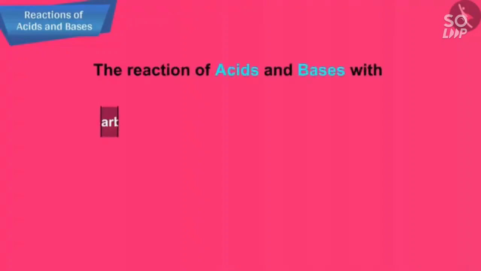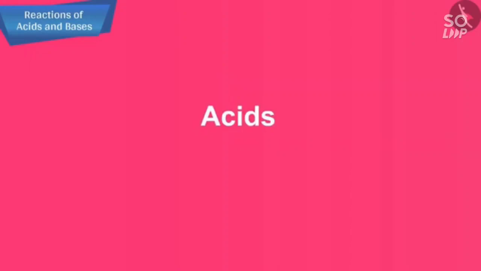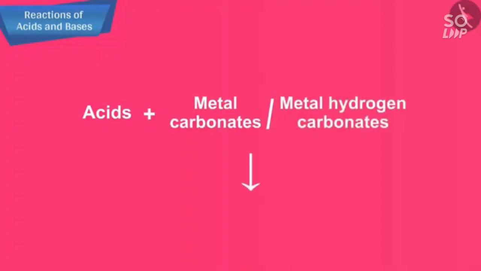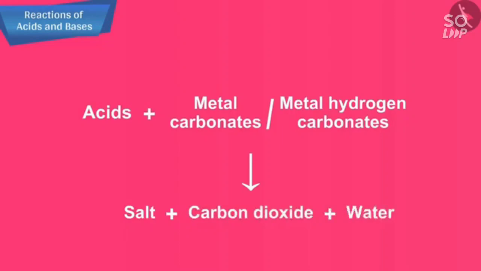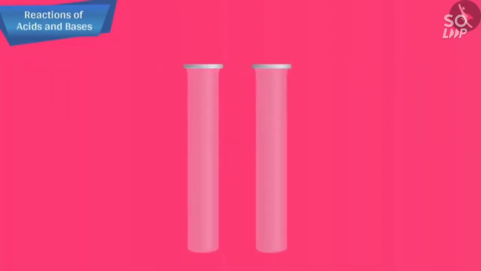Let us now move ahead and discuss the reaction of acids and bases with metal carbonates and metal hydrogen carbonates. First, we will discuss acids. So, acids react with metal carbonates and metal hydrogen carbonates to form salt, carbon dioxide, and water. Let us understand this by an activity. Take 2 test tubes. Label them as A and B.